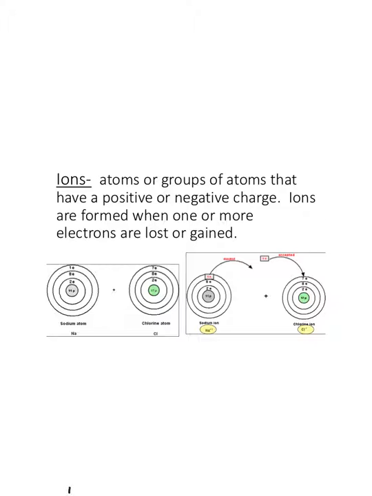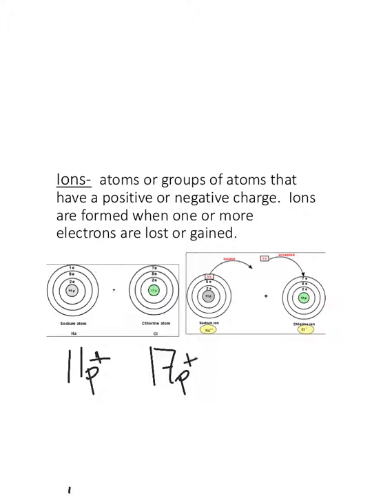We don't ever change proton numbers per element, but we can easily lose and gain electrons. And when we do that, we no longer have the same number of protons and electrons. So one of them will outnumber the other, giving us either a positive charge or a negative charge. So let's look at our example. Sodium has 11 protons, and chlorine here has 17 protons.